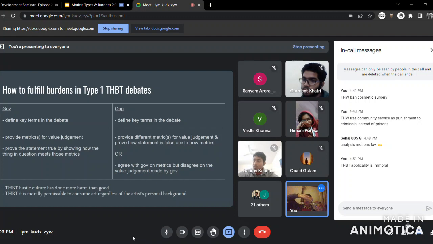So as opposition, how do you fulfill your burdens in these kinds of motions? You can do two things. You can provide different metrics for this value judgment and prove how the statement is false according to those new metrics. For example, gov का जो metric मैंने बताया, opposition can probably say that no, this is not a fair metric to judge whether something is moral or immoral. We think that if people have the right to have their own opinion, or anything in which people are using their rights, that's probably something that's not immoral.